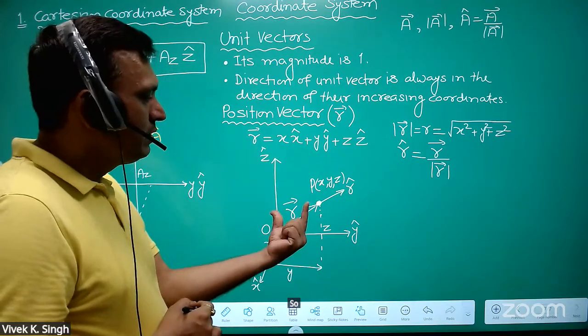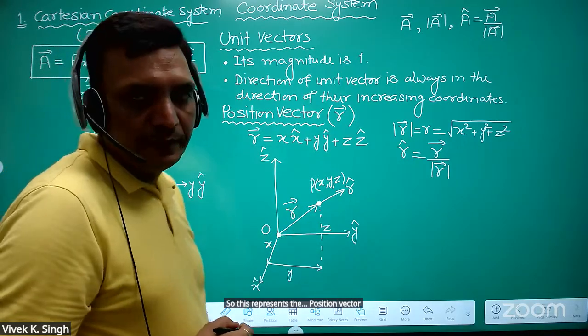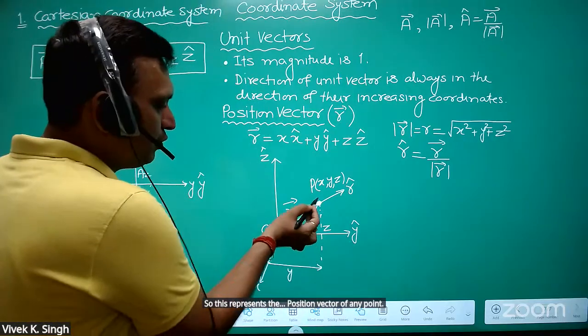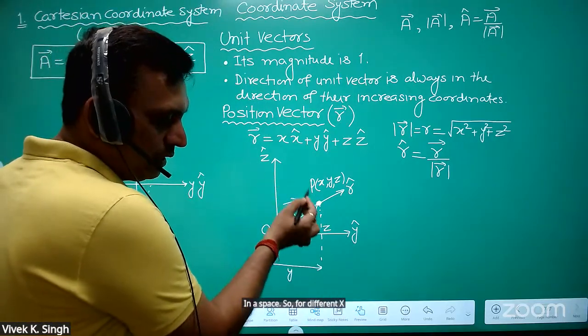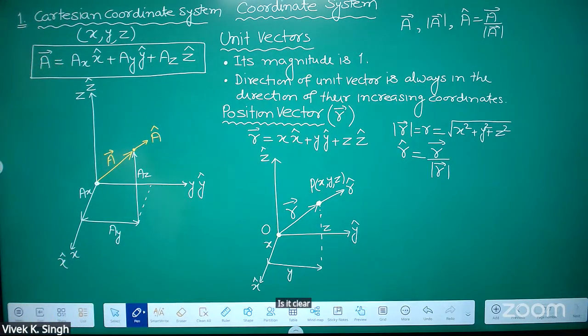So this represents the position vector of any point in a space. For different x, y, z, you will get a different position vector. Is it clear? What is the position vector? Yes, sir.